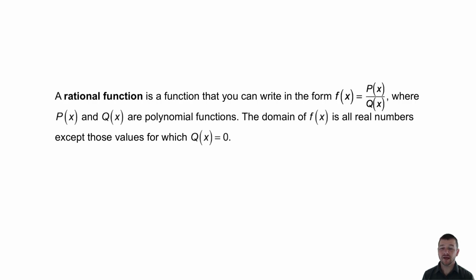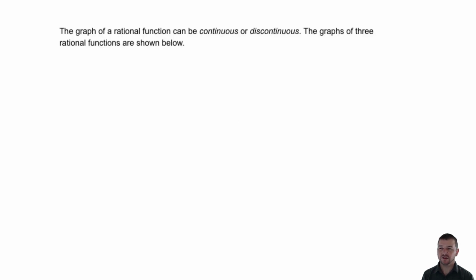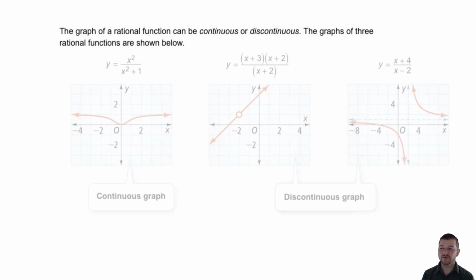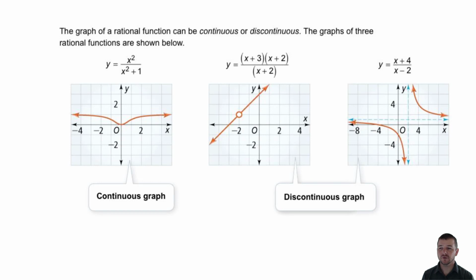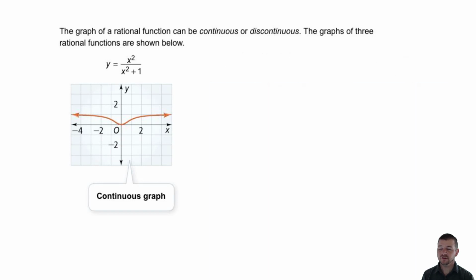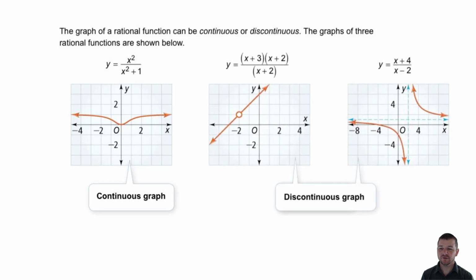The domain of f of x is all real numbers except those values for which q of x, the denominator, equals 0. The graph of a rational function can be continuous or discontinuous. The graphs of 3 rational functions are shown below. First, a continuous graph, and then 2 discontinuous graphs. Take note of the differences.